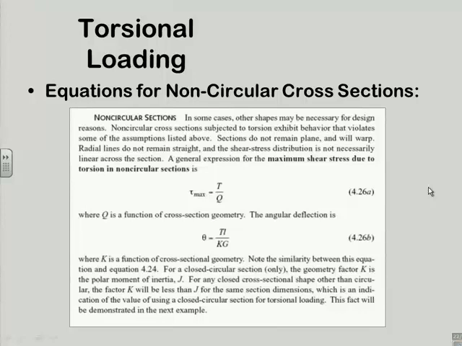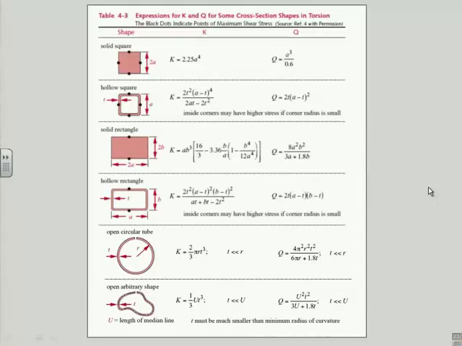Non-circular sections are a different breed of cat altogether. So we have a generalized equation that says the tau max, which would be at the outer fiber, is torque divided by some factor Q. We'll have to look at what Q is in a minute. Theta is TL over KG, and K is another factor, not the same as J. And those are given to you for a few examples in a table here.